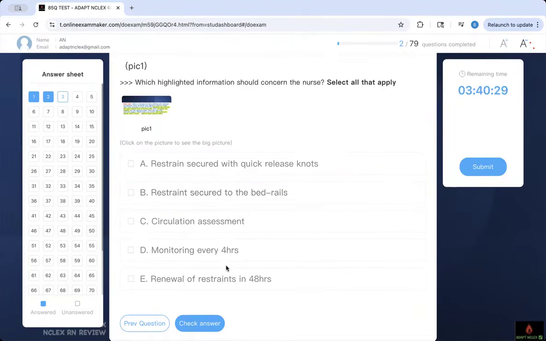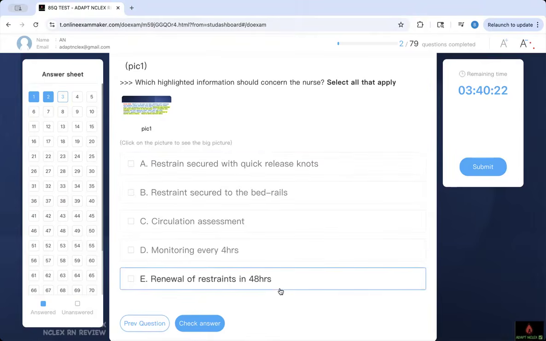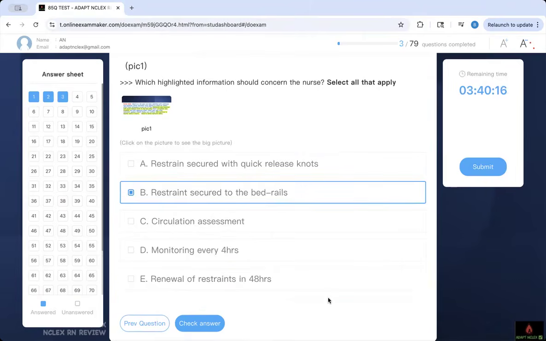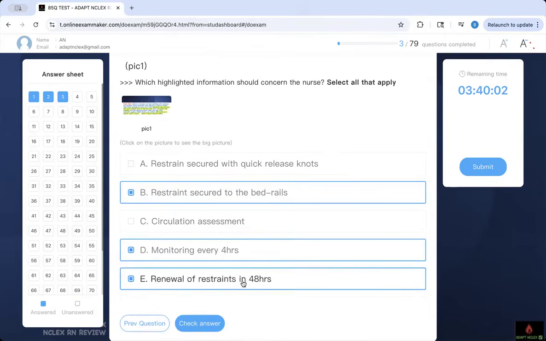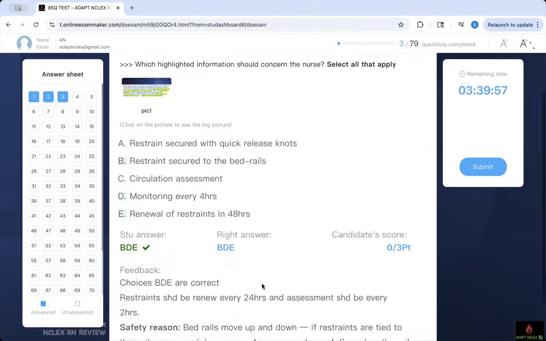This is NCLEX concept regarding restraint. Usually you tie them with what? Quick release. So this is good. Restraint should secure to the bed rails. That's wrong. The non-movable portion of the bed. So this is we should be concerned about. Circulation should be checked. But when? Every 2 hours, you should check the patient, not every 4 hours. You need to renew restraint, right? But the time is every 24 hours. So these are the concepts. These are the ones the nurse should be worried about. So we have to be concerned about.